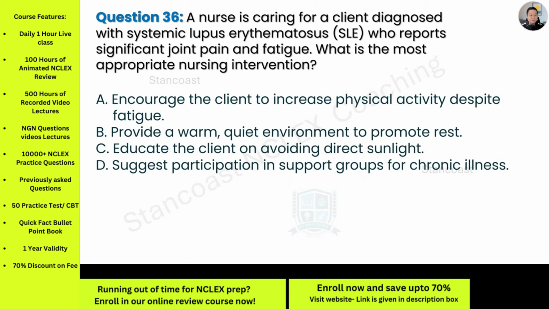A nurse is caring for a client diagnosed with systemic lupus erythematosus who reports significant joint pain and fatigue. What is the most appropriate nursing intervention? A. Encourage the client to increase physical activity despite fatigue. B. Provide a warm, quiet environment to promote rest. C. Educate the client on avoiding direct sunlight. And D. Suggest participation in support groups for chronic illness.